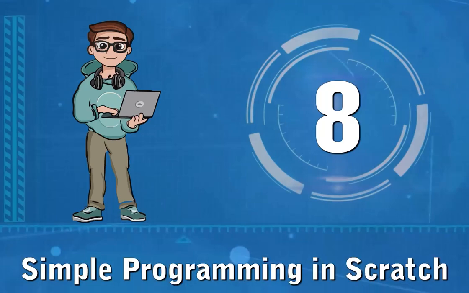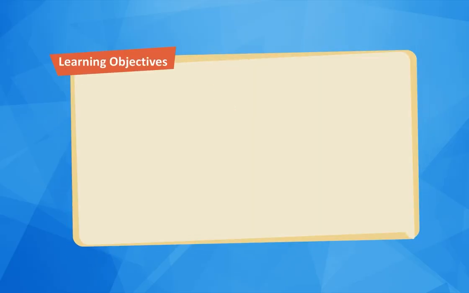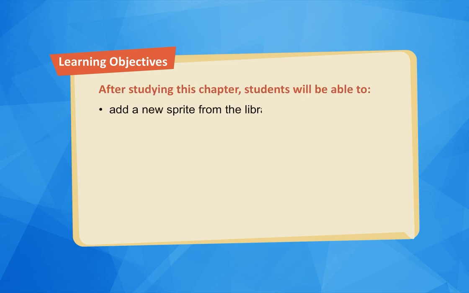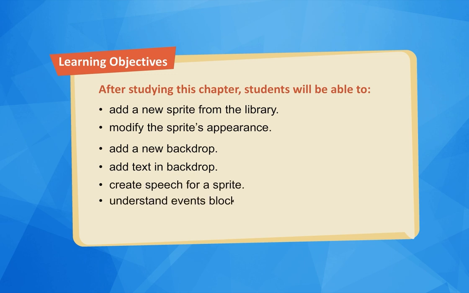Chapter 8: Simple Programming in Scratch. Learning Objectives. After studying this chapter, students will be able to add a new sprite from the library, modify the sprite's appearance, add a new backdrop, add text in backdrop, create speech for a sprite, understand events block, and add a sound from the library. Get ready.